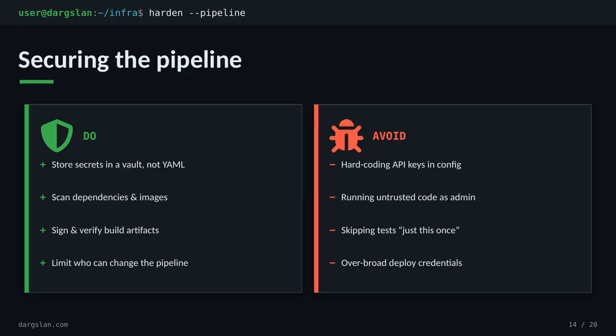Speaking of safety, let's talk about hardening the pipeline itself, because automation only helps if it isn't an open door. The basics: keep secrets in a vault rather than checking them into YAML, scan your dependencies and container images, sign and verify your build artifacts, and tightly control who can edit the pipeline. And on the flip side, avoid the classics: hard-coded API keys, untrusted code running as admin, skipping tests just this once, or handing out deploy credentials that can touch everything.